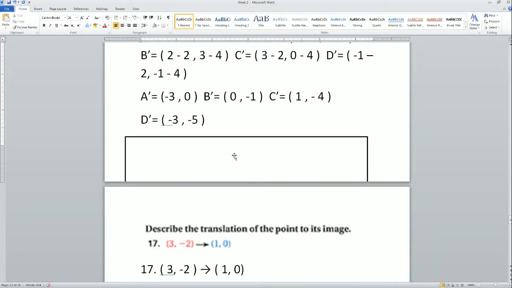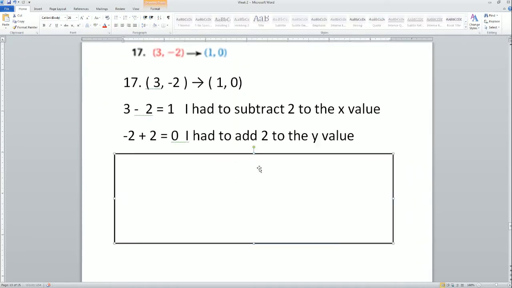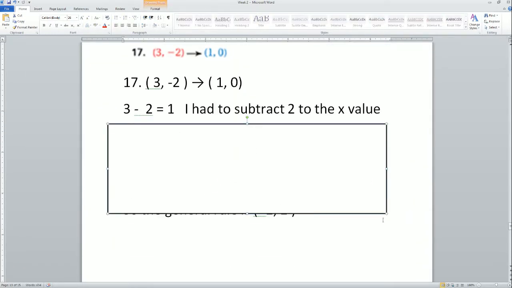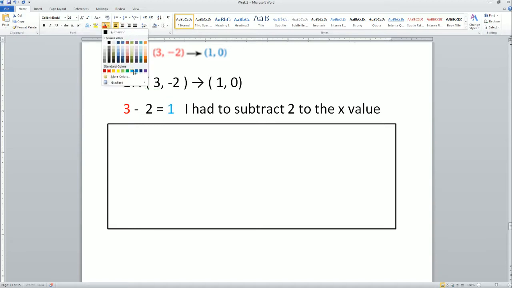Alright, next, let's look at this. What describes this translation? 3 comma negative 2 is the original image. Then it goes to 1 comma 0. So what happened? This was your pre-image, so I'm going to make that red. And this is your new image point, which is going to be blue.